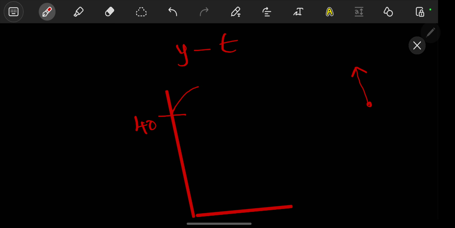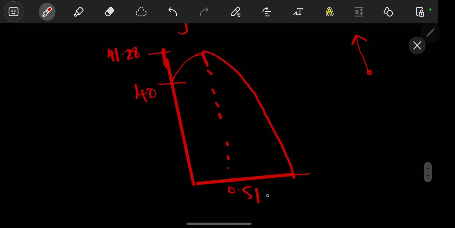So this is the sandbag. It will go above to the maximum height, which we found to be 41.28. So it will go slightly above the 40-meter mark, then it will begin to drop. Now remember, the time at the maximum height is 0.51 seconds. Then we found the time it will take for it to strike the ground to be 3.41 seconds. So you can use those for your details.